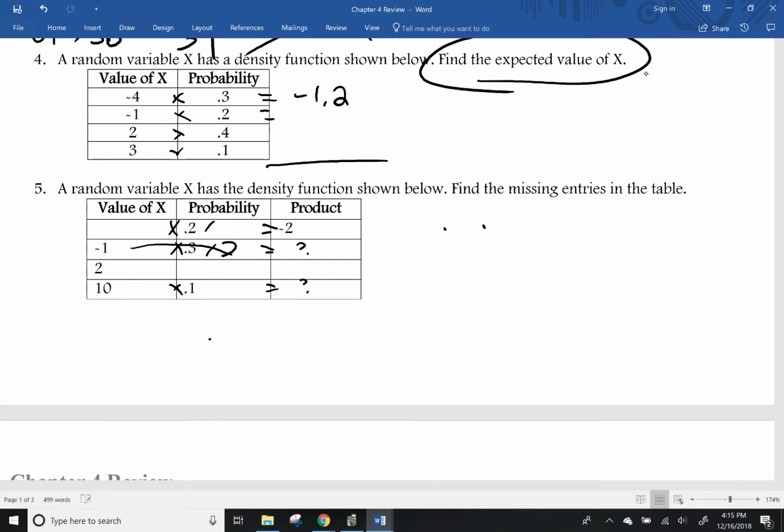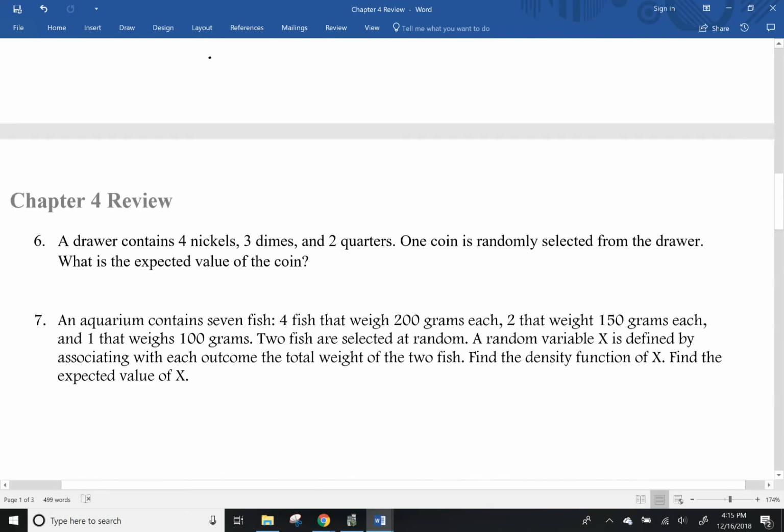So you have to kind of remember that probability all adds up to 1, and that the value of x times the probability equals the product. You know those things, and you can sort of reverse engineer and fill out the rest of this table. I'm not going to do it for you. I think you guys can manage that.